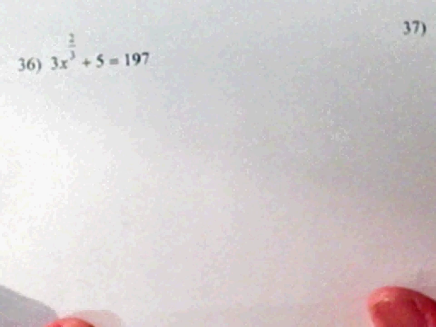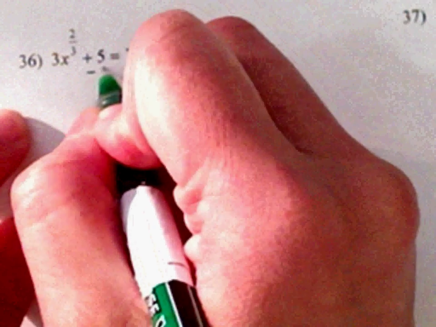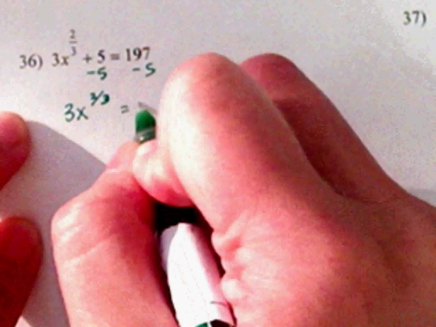Okay. Alrighty. So I'm going to subtract 5. So you have 3x to the 2/3 is equal to 192. Divide by 3.